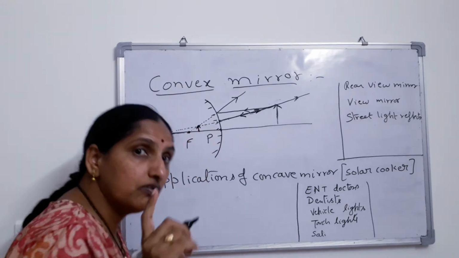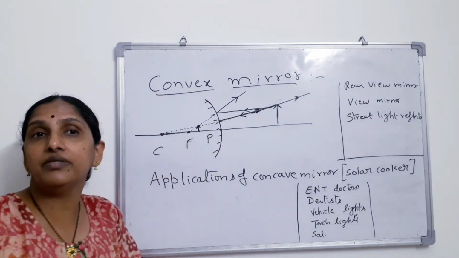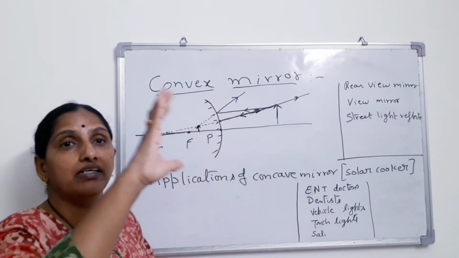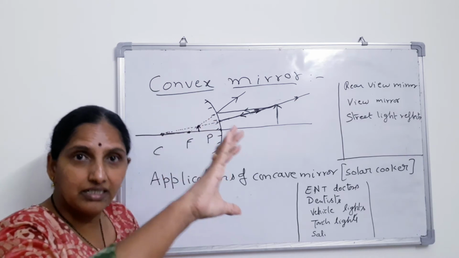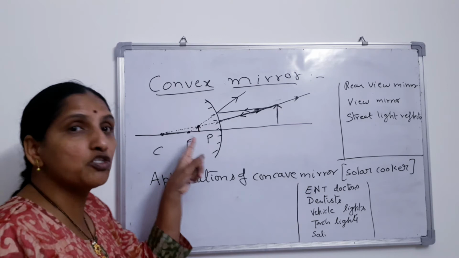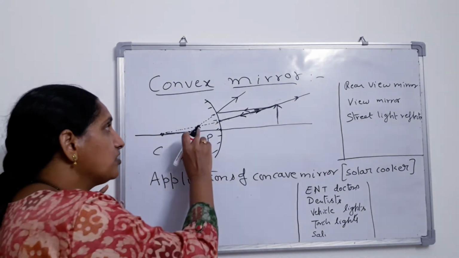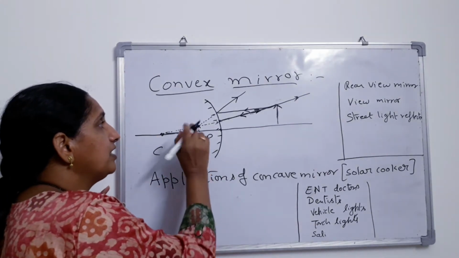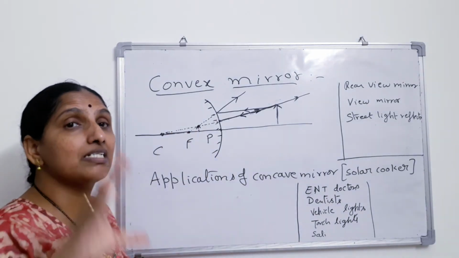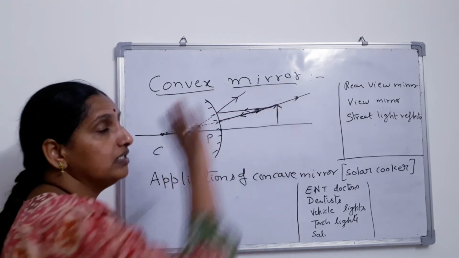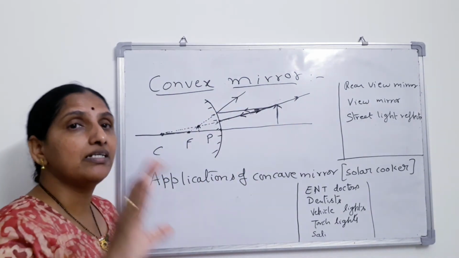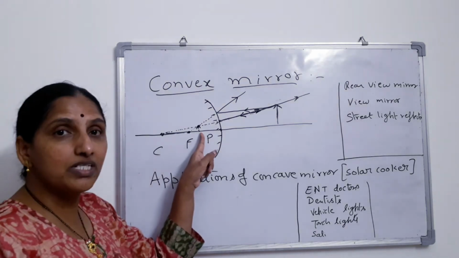See, in case of concave mirror, when the virtual image is formed, you have seen the image as magnified, right? Erect and virtual. Here what is that? Here this is an erect image only, virtual image only, but what kind of image? Diminished image. That means the size of the image is smaller than the size of the object. Can you see this one?